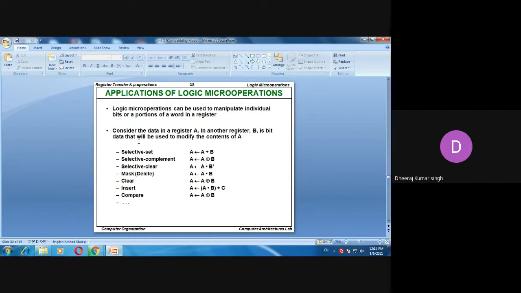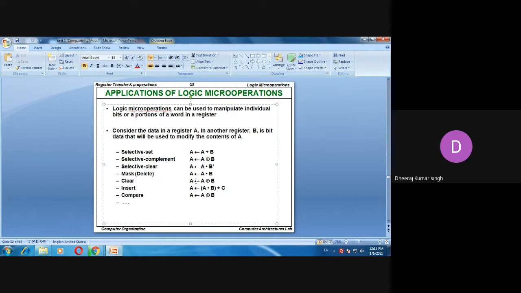When we talk about logic micro operations, consider the data in register A and another register B, whose bit data will be used to modify the contents of A. Some operations can be performed on the register micro operations. The selective set operation is represented as A assigned A OR B. The selective complement operation is A assigned A exclusive OR B. The selective clear operation is represented as A assigned A AND B complement.